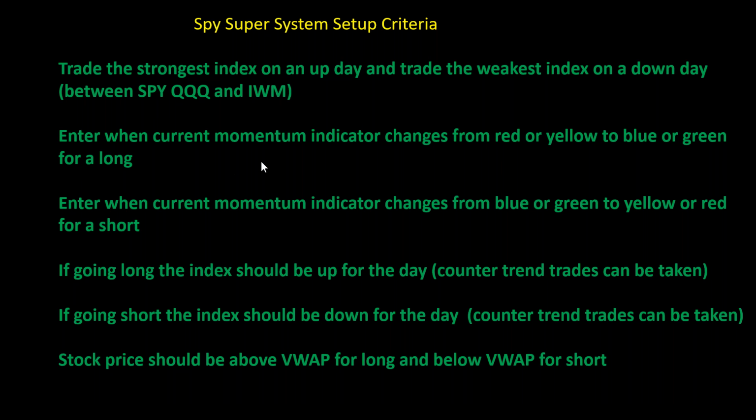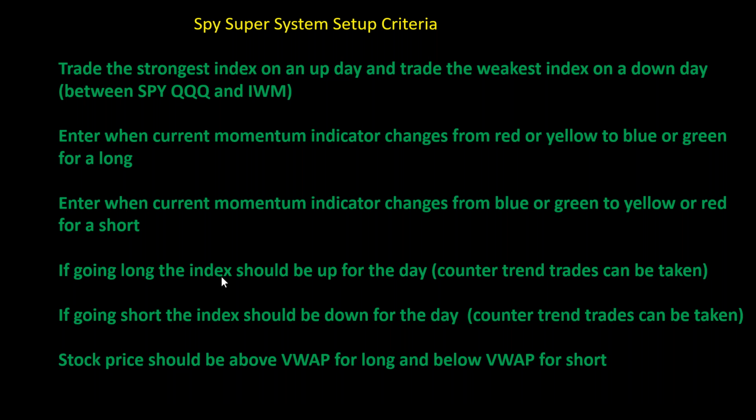We also look for when the current momentum indicator changes from red to yellow, which is bearish, to blue or green, which is bullish. You take that for a long, and I'll show you some charts, and this will become very clear when you see that. You're going to enter when the current momentum indicator changes from blue or green to yellow or red for short. It's just the opposite. It goes from red or yellow to blue or green for long, and from blue or green to yellow or red for short. So this is going from selling to buying. This is going from buying to selling.